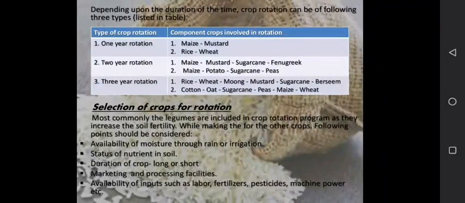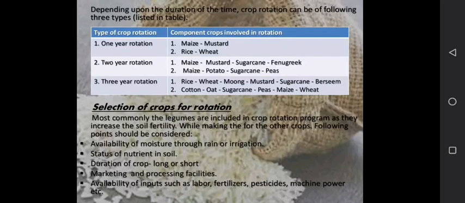Now, depending upon the duration of time, crop rotation can be of the following 3 types. First is 1-year rotation, second is 2-year rotation, and third is 3-year rotation. And the examples of them you can see on the screen. Then selection of crops for rotation. Now most commonly legumes or leguminous plants are included in crop rotation programs as they increase the soil fertility.